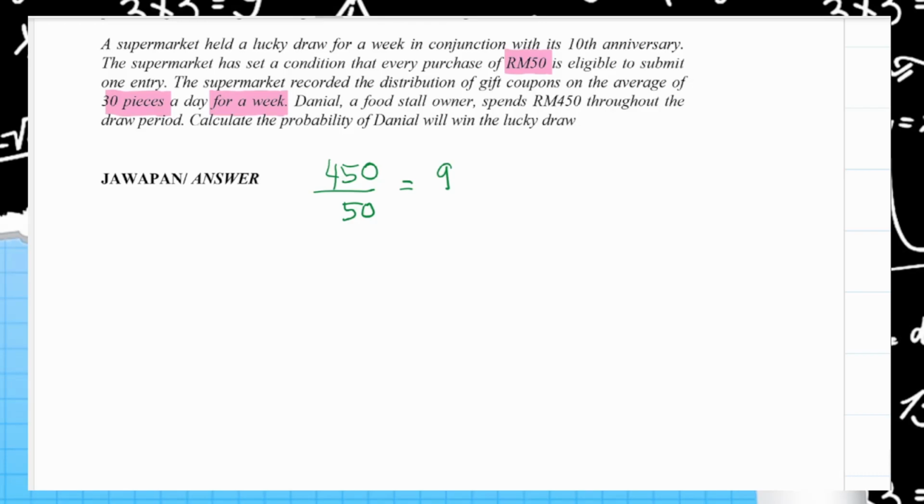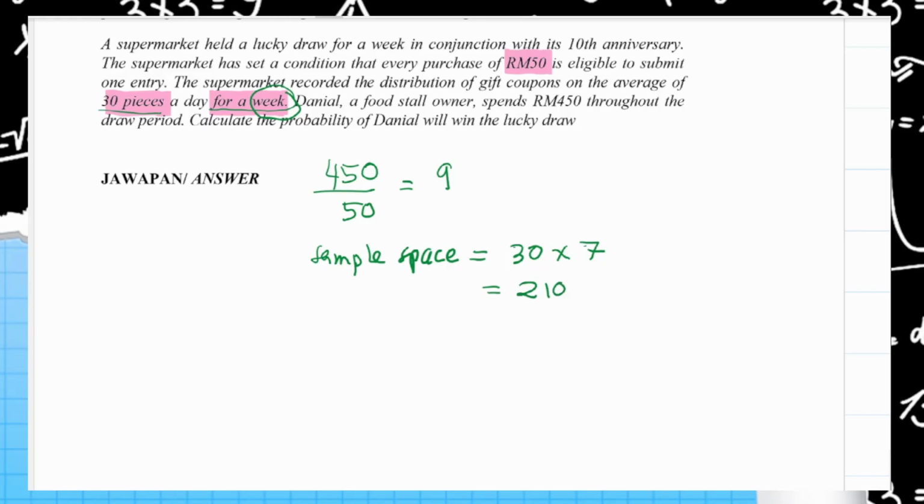How about the sample space? So here it is mentioned already: an average of 30 pieces a day for a week. So our sample space is equal to 30 times... 1 week we have 7 days, right? So 30 times 7 equals 210.